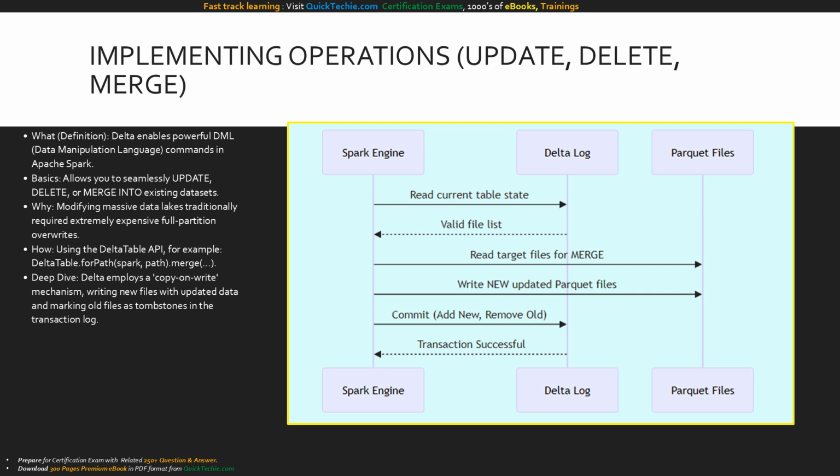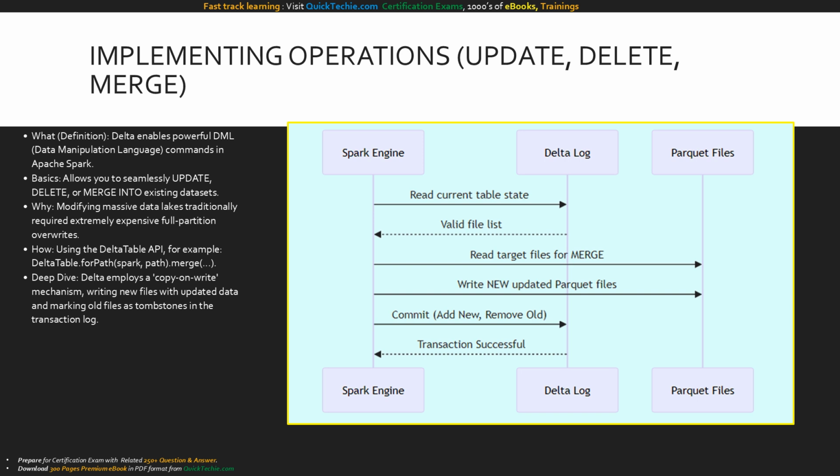How do we do it? We simply use the Delta Table API in PySpark, Scala, or standard Spark SQL. Under the hood, Delta uses an elegant copy-on-write mechanism. It does not modify existing files in place. Instead, it writes new Parquet files with the updated data and records the old files as logically deleted within the transaction log. This sequence diagram beautifully maps out the lifecycle of a merge operation in Spark.